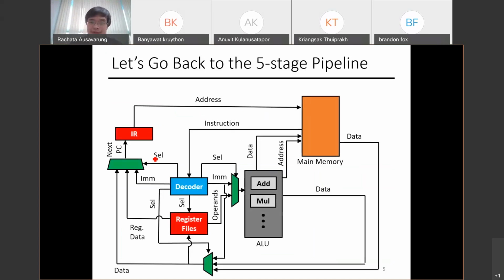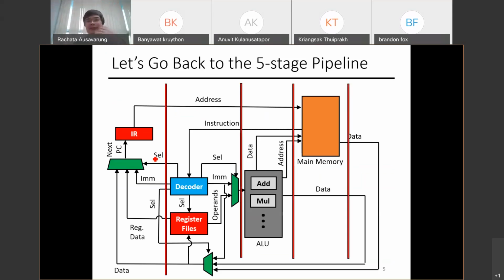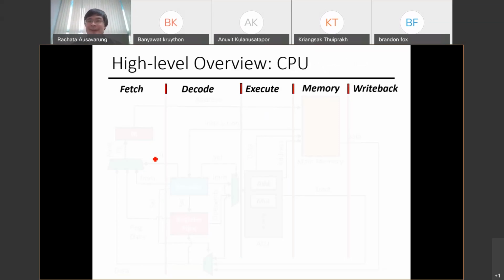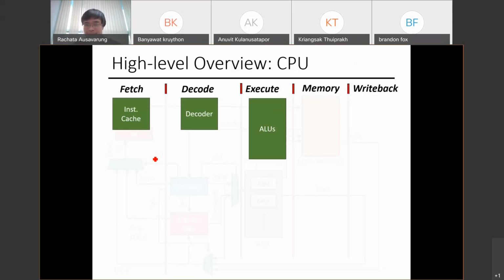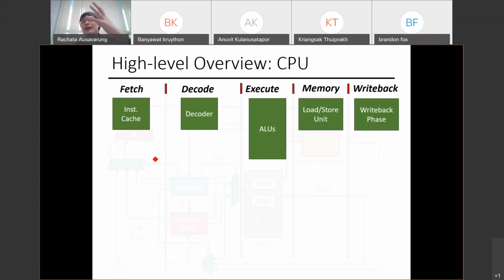So let's go back to our friendly 5-stage pipeline, which you are all working on. You have fetch, decode, execute, memory, and write back, right? And for the past lectures, we've been talking about multiple techniques on the CPU to make the CPU fast. You have the instruction cache, you obviously have the decoder and the ALU, you have the load store unit to handle memory operations, you have the write back phase where you can commit to writing the register files that the programmer can see. Then you have the branch predictor.